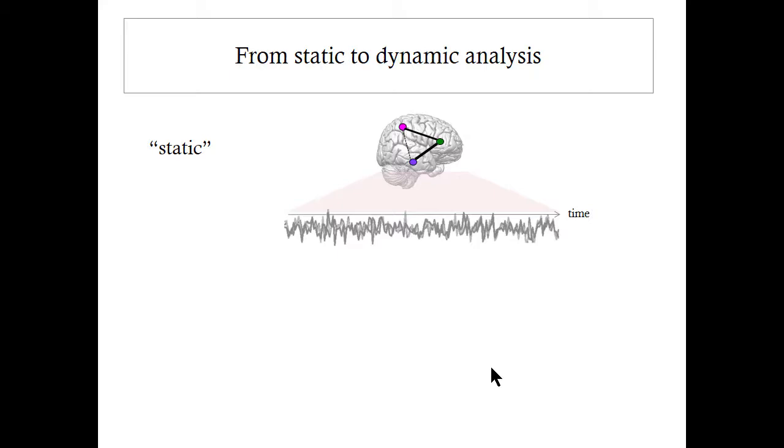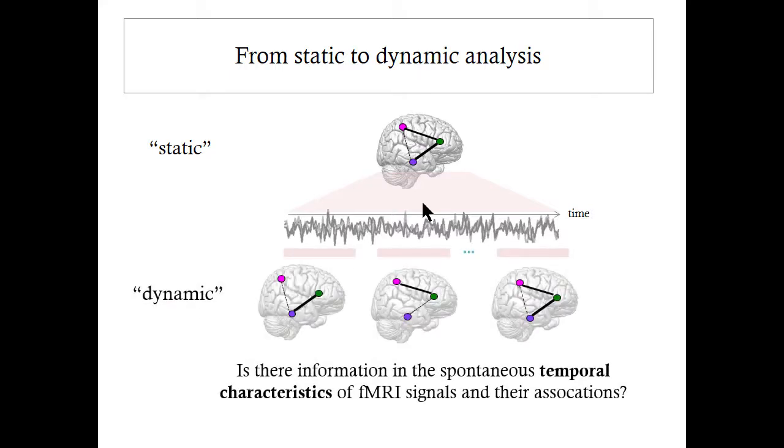The idea basically behind dynamic analysis is that instead of taking all of these time points across our scan and using that to make just one representation of the brain's connectivity, why don't we instead try to model how both connectivity or any other features of our fMRI signals are playing out over time, and to see whether this can give us a more complete view of brain function.